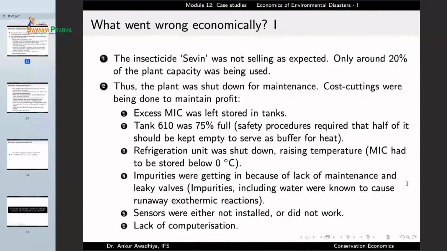Now, when that happens, the cost that the company had put up in setting up the plant was not getting recuperated fast enough. Well, it was still showing a profit, mind you, but not to that large an extent or that fast that the company had expected. Now, when only 20% of the plant capacity is being used, the plant was shut down for maintenance. And because only 20% of the plant capacity was being used, they were also doing a large number of cost cuttings to maintain the profit of the company. Cost cutting such as the excess methyl isocyanate gas. Now, methyl isocyanate was the gas that got released on that particular day. Now, this is such a toxic gas that it is never stored in the company.